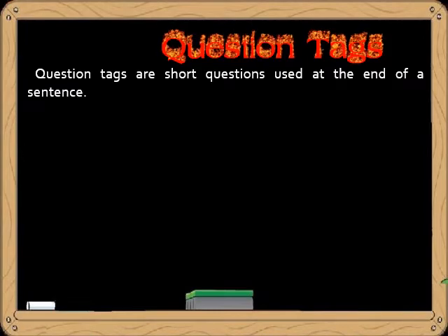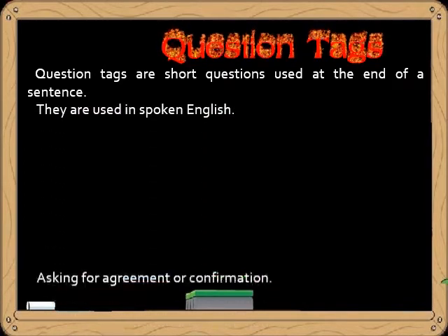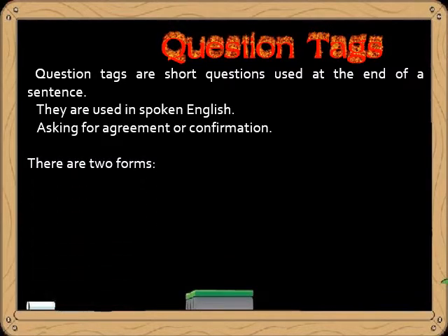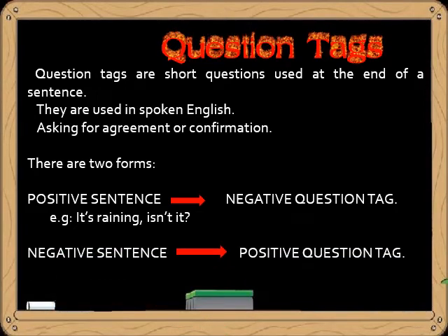Well, question tags are short questions used at the end of a sentence. They are used in spoken English and they're used for agreement or confirmation. There are two forms. A positive sentence with a negative question tag, for example, it's raining, isn't it? And a negative sentence with a positive question tag. I will clarify this more with more examples.